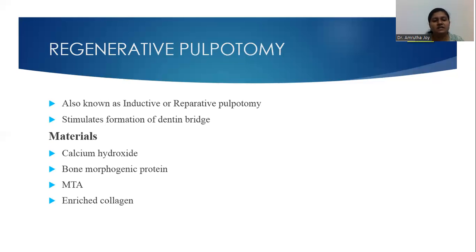Among these, calcium hydroxide is usually not used in the case of primary teeth. Why? Because in primary teeth the dental pulp is more cellular, and there is a chance of odontoclasts differentiating, and that can cause internal resorption. So calcium hydroxide pulpotomy is not commonly practiced in primary teeth.